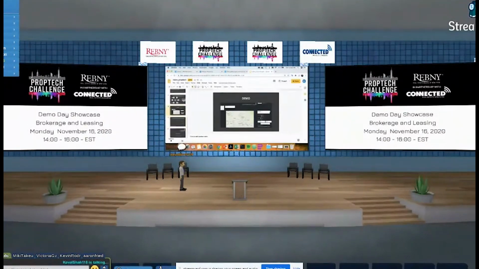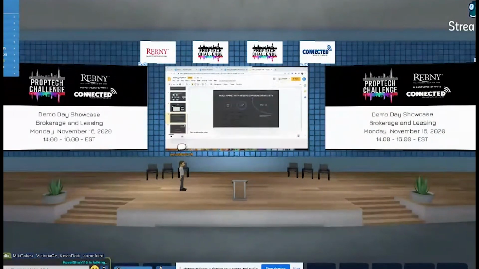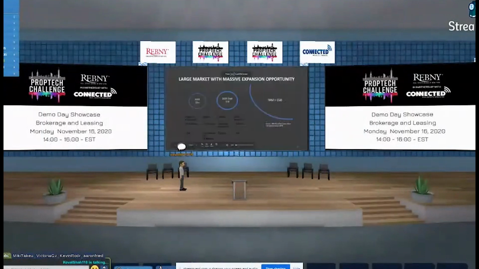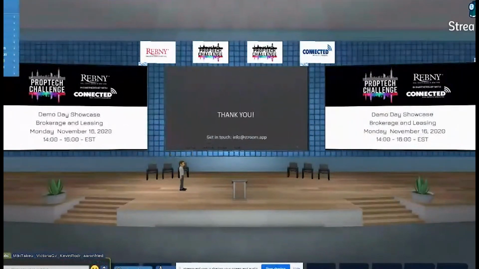Cool. So that was the demo, and it's a fairly large market. I think everyone in this room is aware. There are certain adjacent companies in the market that have built similar products for multifamily, but we're the first ones to tackle this for retail, industrial, and office spaces.